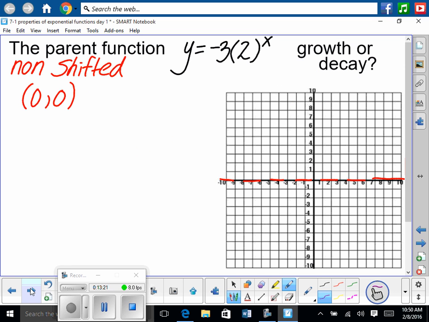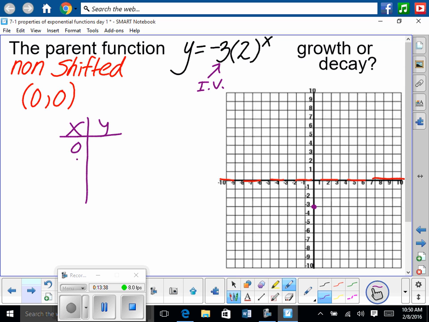Do we need to do another one? Okay, one more. So looking at this, it's a non-shifted function. What's my initial value? -3. So that's when x is equal to 0. So really we're just plotting xy points. Plug in 0, you get -3. So over 0, down 3.